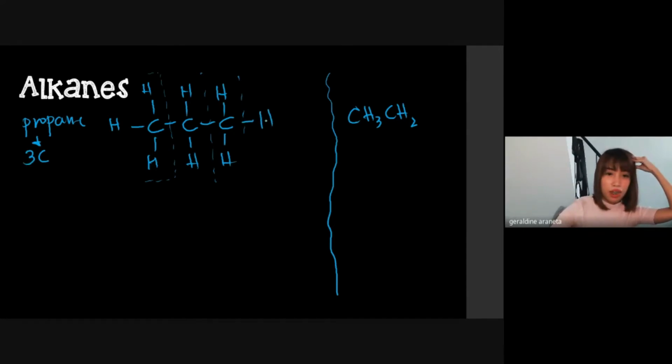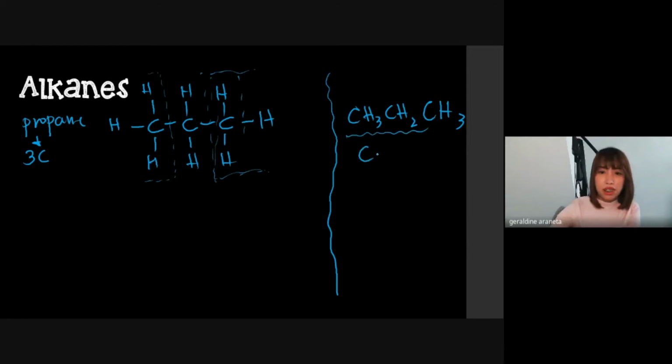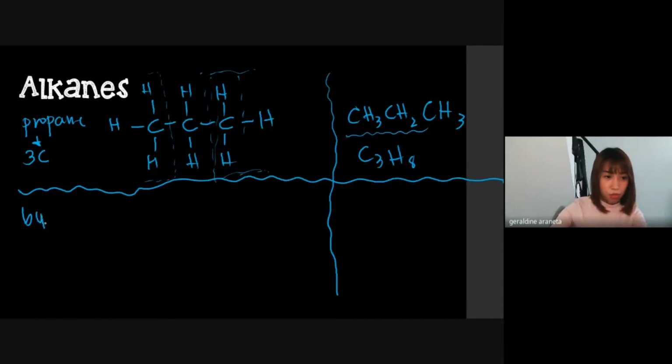Sorry. Ayan. So that would be CH3, CH2, CH3. Ayan. Yung CH3, ito yung part na to. That is the condensed structural formula for propane. Ang pinaka-formula niya would be C3H8. Tama ba? O, tama. That would be C3H8. That is for propane. Okay, so for butane, yun yung 4 yung carbon.